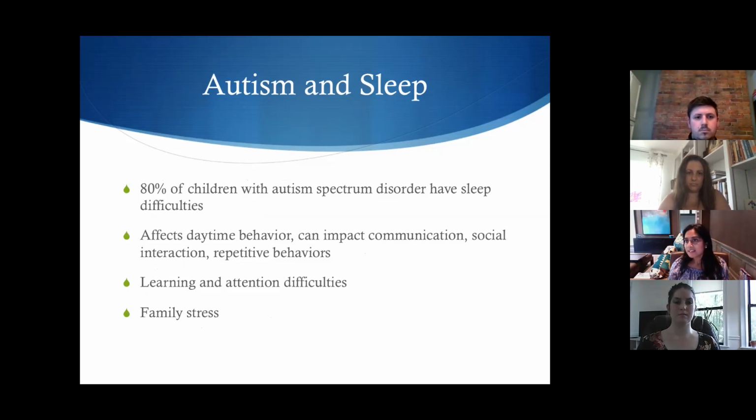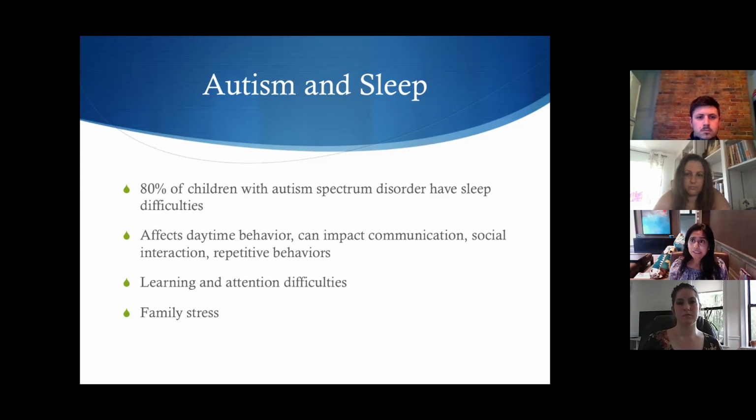And again, as I've mentioned, sleep is really important because it can affect their behavior during the day. It can impact their communication skills. It can impact how well they're socially interacting with other people in the household and their friends. And it could have some impact on those repetitive behaviors. Sometimes you see more of those repetitive behaviors if they're feeling frustrated and irritable.